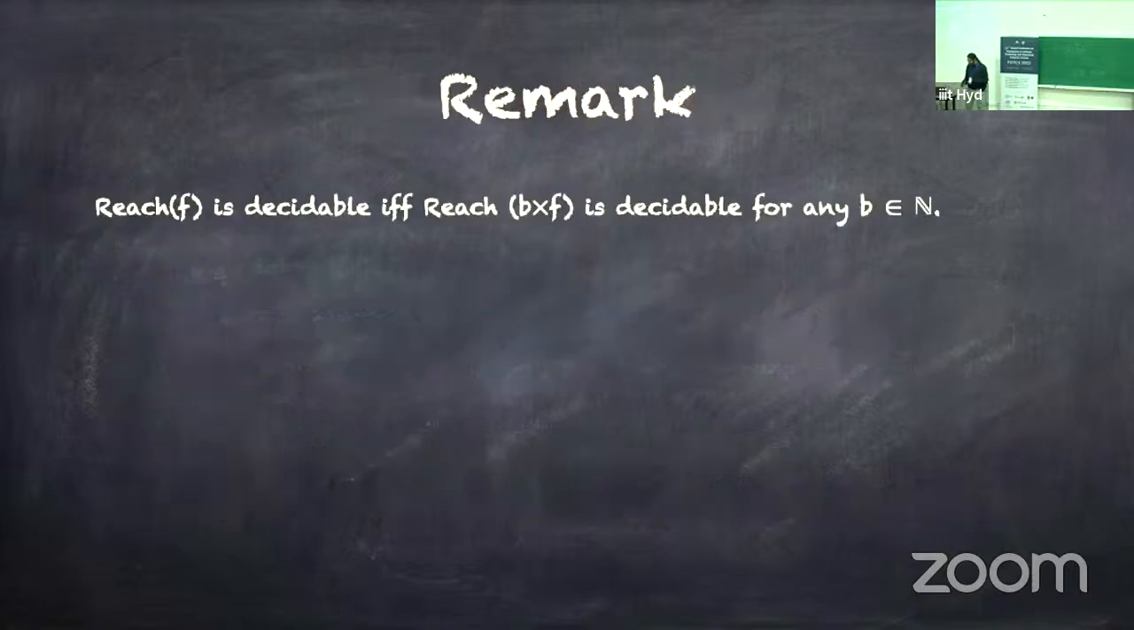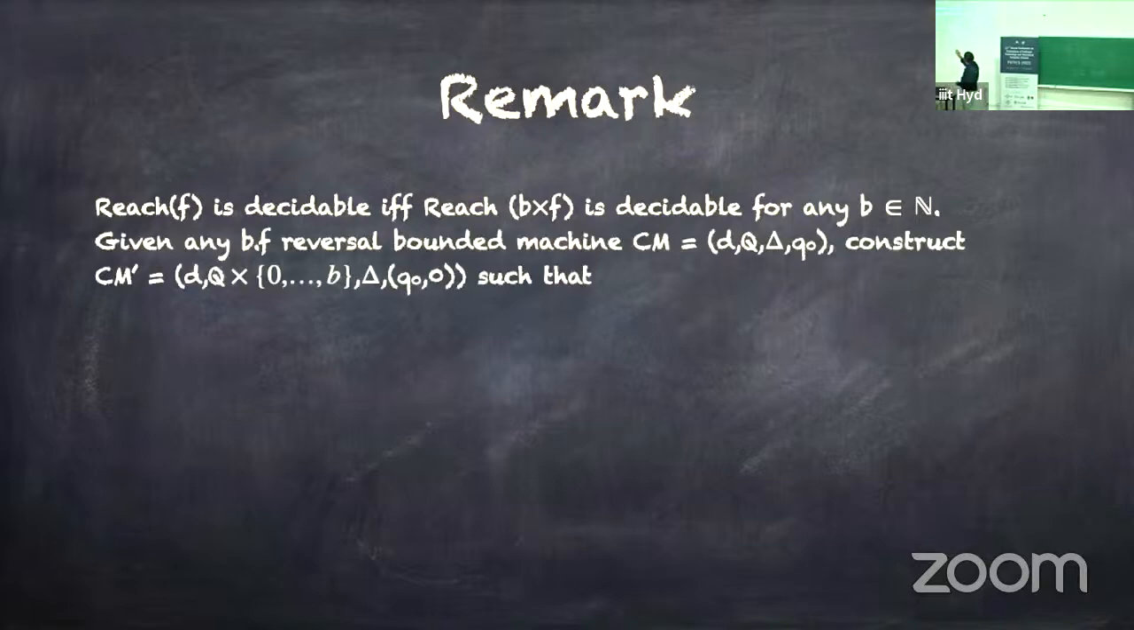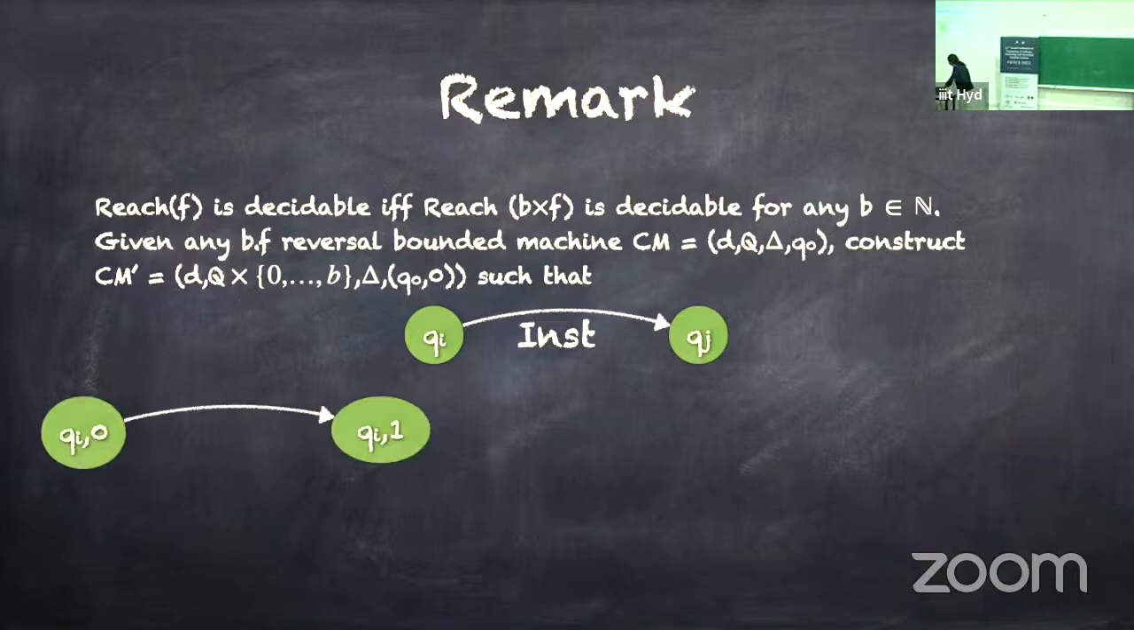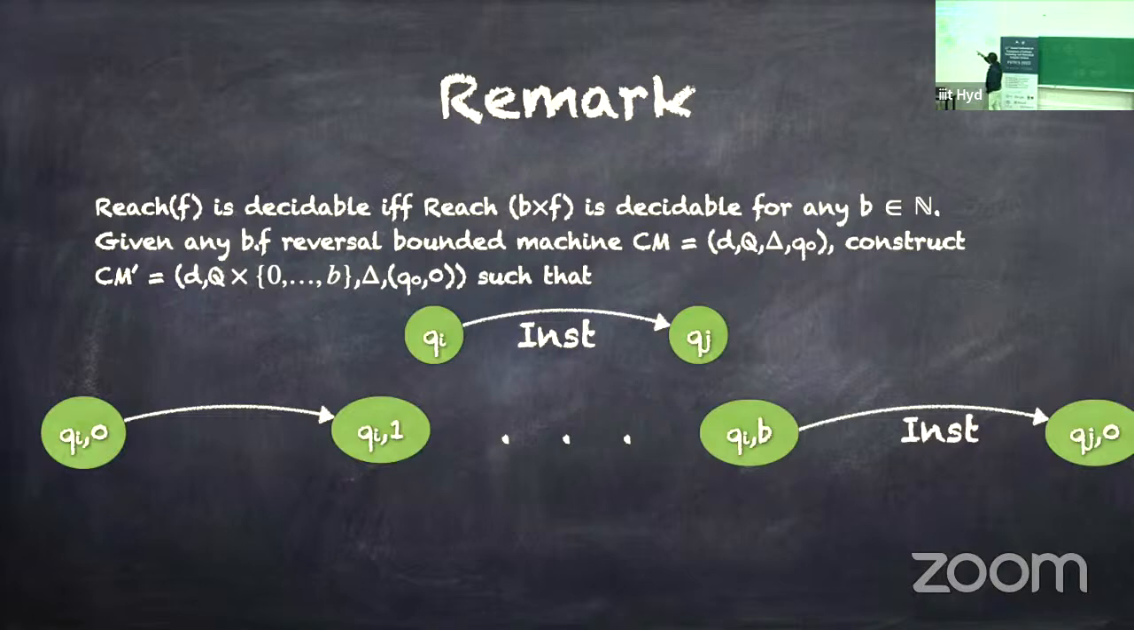So remark that reach f is desirable if and only if reach of b into f is desirable for some constant b. Why? Because if I have a counter machine CM which is reach b times f reversal bounded, then I can consider CM prime, where from every transition Qi, INST, Qj, I add these dummy transitions which do not affect any counters, that is Qi 0 to Qib, and then Qib, INST, Qj. And that should suffice. Why?